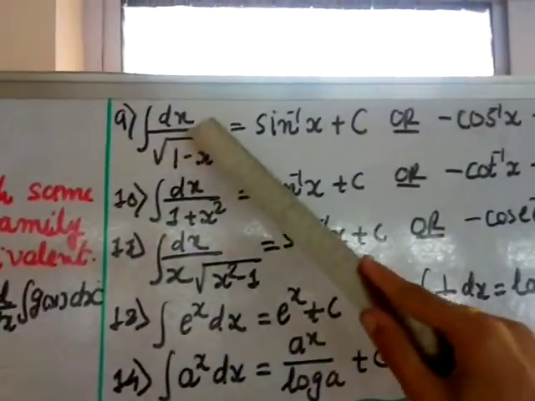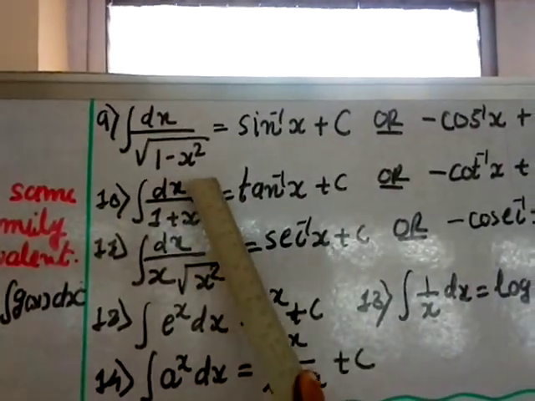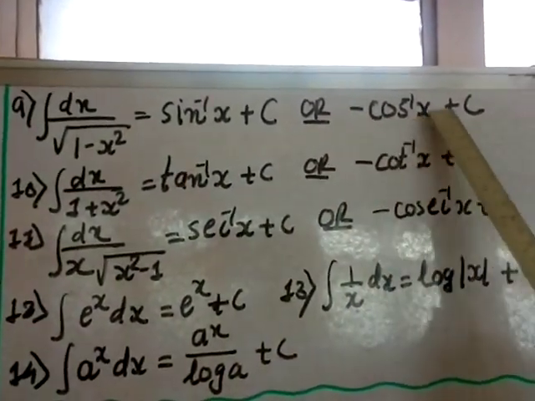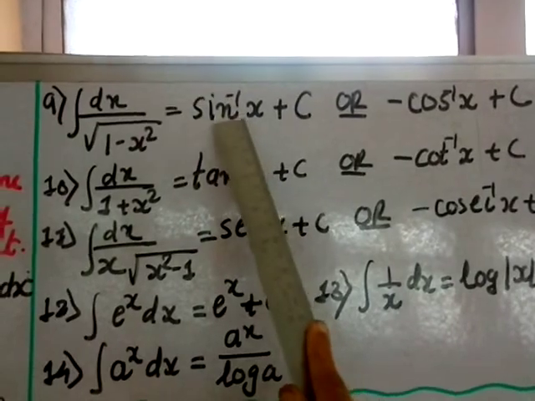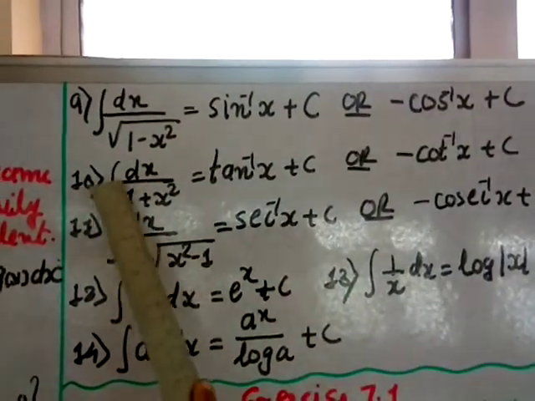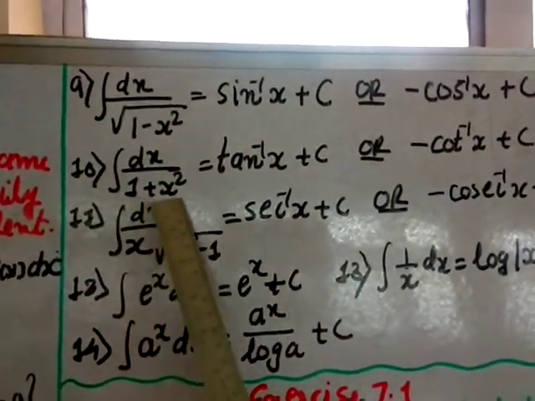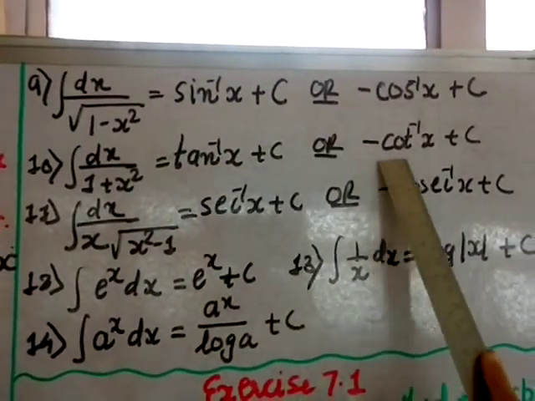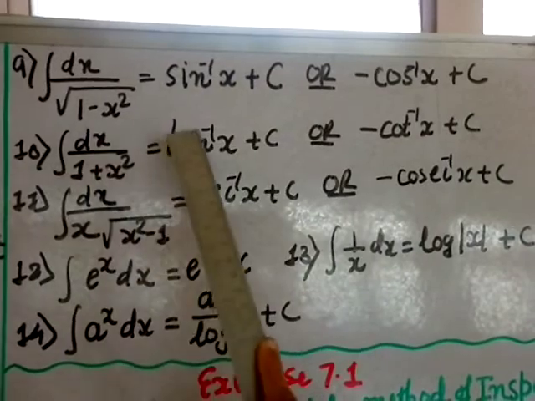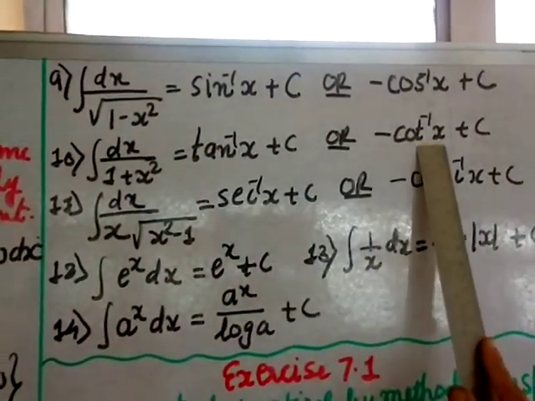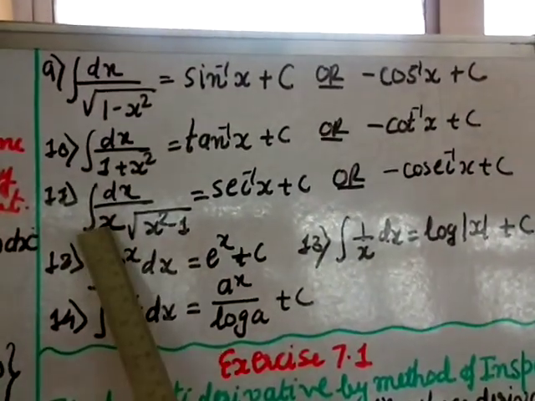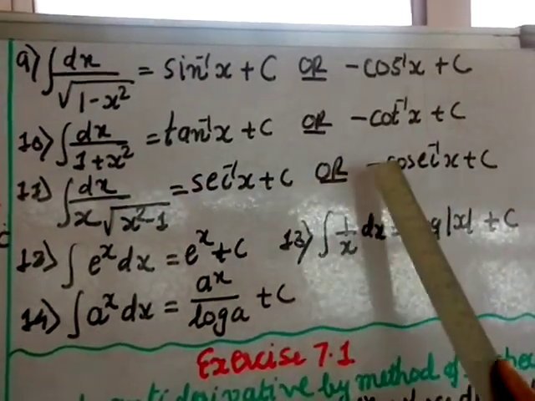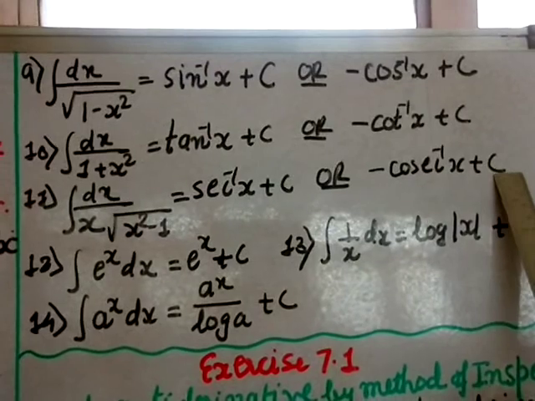Integral dx divided by square root of 1 minus x² equals sin inverse x + c, and this has another answer, minus cos inverse x + c. So for this, either of these we can use. Integral dx/(1 + x²) equals tan inverse x + c or minus cot inverse x + c. So for this also any of these answers is correct. Integral dx divided by x square root of x² minus 1 can be sec inverse x + c or minus cosec inverse x + c.